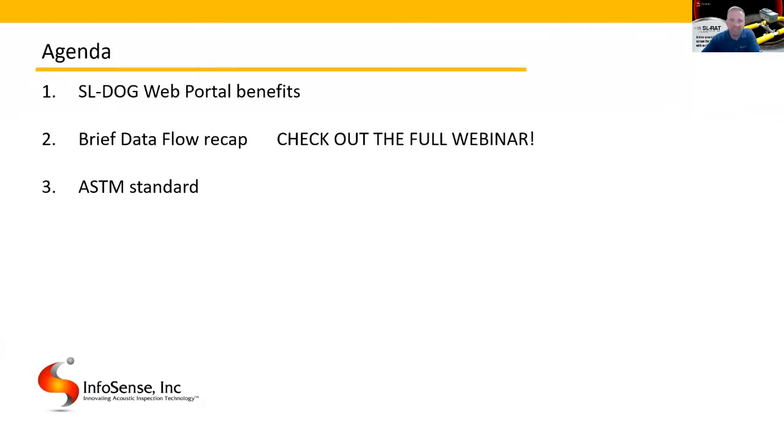If you want more information on this topic, you can view our full data flow webinar on infosense.com or in your web portal at sl-dog.com. I'm going to cover the ASTM standard and what it says about how to properly prioritize sewer pipe cleaning operations by using acoustic inspection. I will cover a couple of case studies to show examples of how using the SLDog web portal could benefit you.